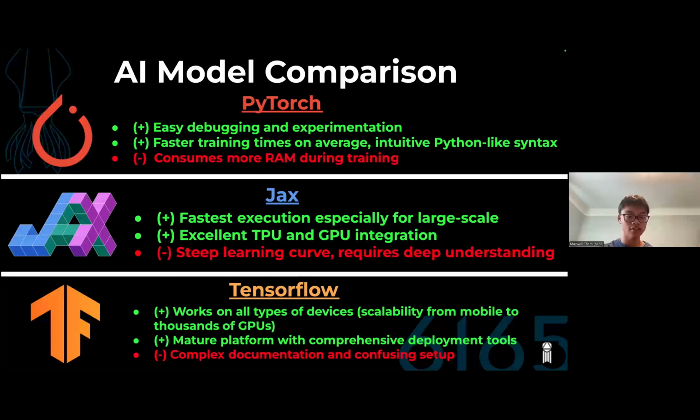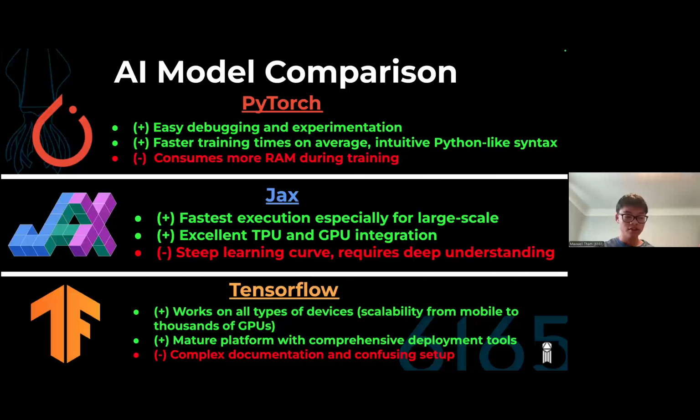And then there was also JAX, which has fast execution, especially for large scale, and it has really good TensorFlow processing unit and GPU integration. But it does have a steep learning curve and requires a deep understanding. So it was more for enterprises and very large scale things. We thought it was a little overkill for our purpose. And we finally ended up using TensorFlow.